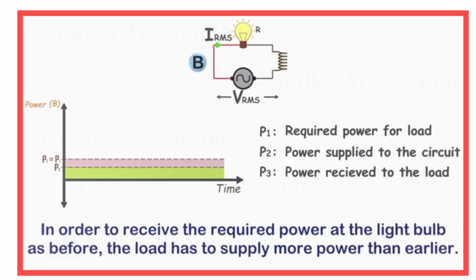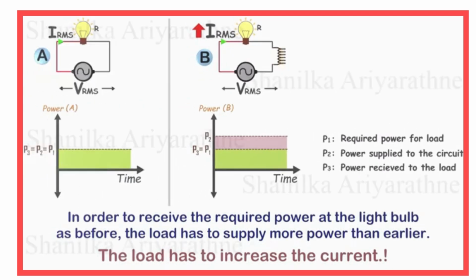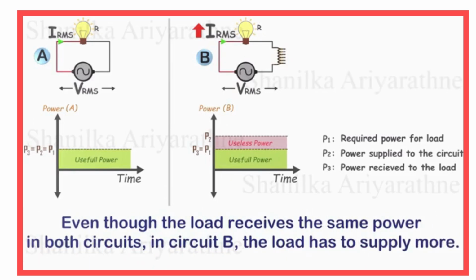In order to receive the required power at the light bulb as before, the source has to supply more power than earlier. Therefore, the load has to increase the current. Let's compare this with circuit A. Even though the load receives the same power in both circuits, in circuit B, the source has to supply more. So, it seems some amount of energy goes to waste in circuit B.